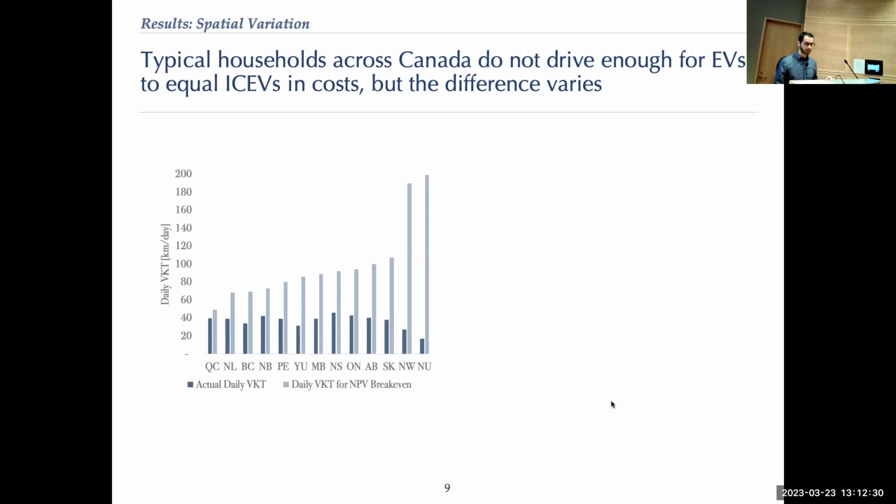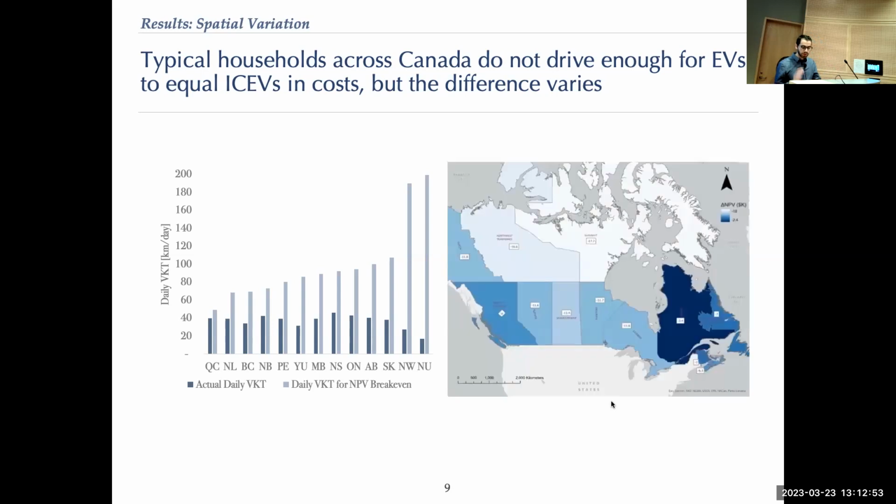For example, in Quebec, the amount that the typical household drives is actually not very far off from what would be required for that gap to be small between a gas car and an electric one. But in Nunavut, it's actually quite different. The amount that you would be required to drive is actually 10 times more than the typical household would actually drive in Nunavut. So there's quite a stark variation, as we can see across Canada.